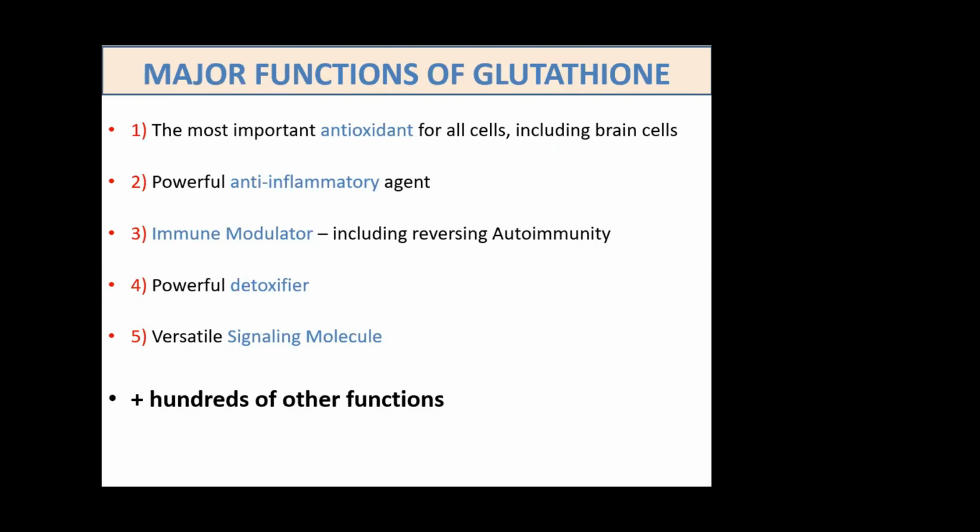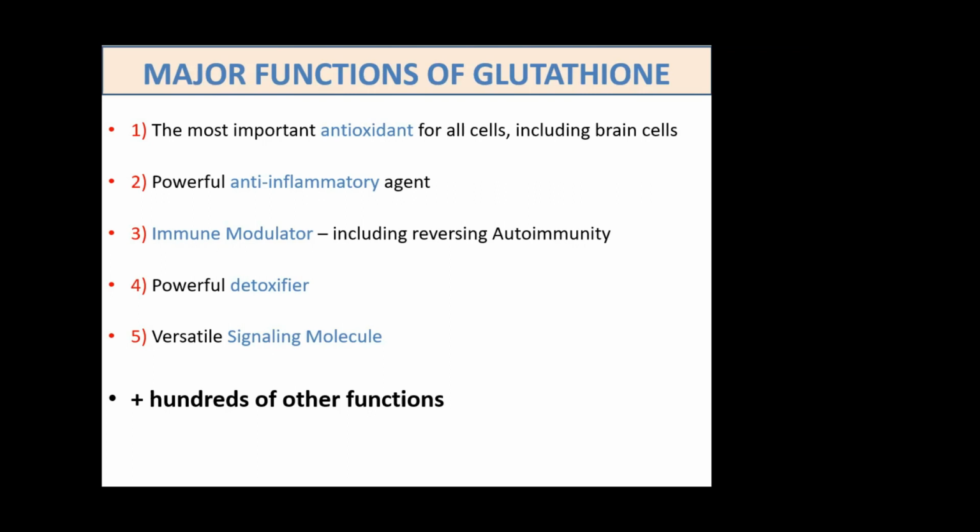So these are the major functions of glutathione. The most important antioxidant for all cells, including the brain cells, and a very powerful anti-inflammatory agent. It is an immune modulator, and not just an immune booster. It modulates, meaning if the immune system is underperforming, it will boost it up, but if it's already overactive, it will calm it down. You cannot be boosting an overactive immune system. It's going to cause worse problems. It also helps normalize autoimmunity, and may reverse autoimmunity.